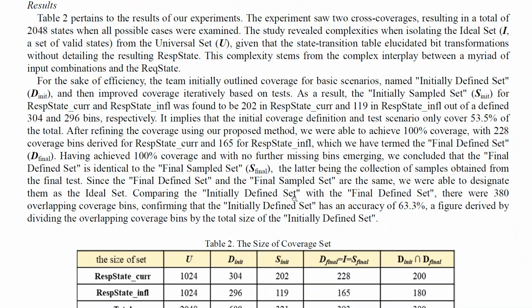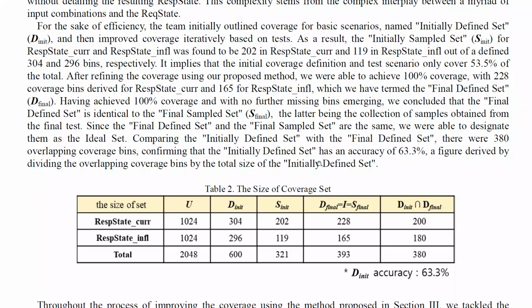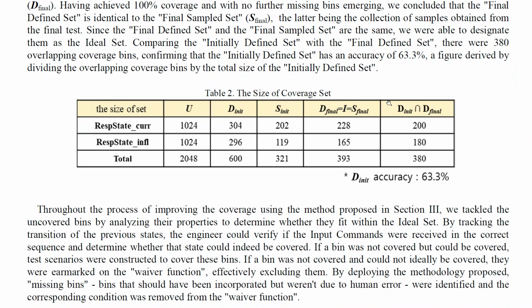Comparing the initially defined set with the final defined set, there were 380 overlapping coverage bins, confirming that the initially defined set has an accuracy of 63.3%, a figure derived by dividing the overlapping coverage bins by the total size of the initially defined set. Table 2 is the size of the coverage set.